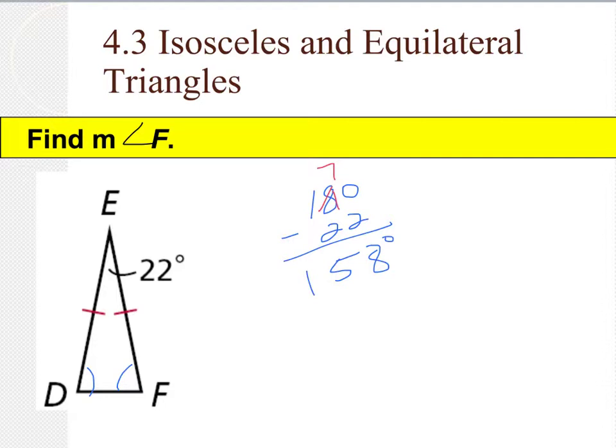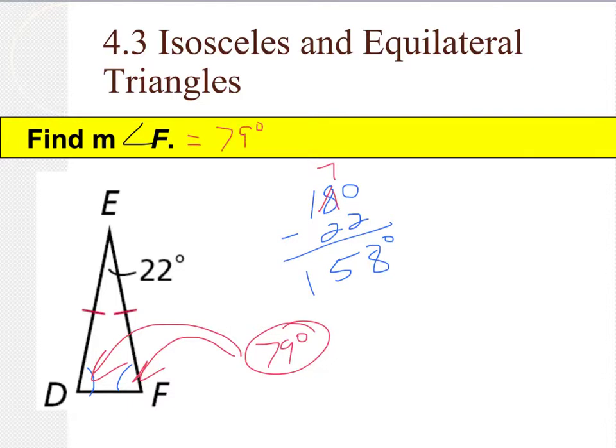So if you take 158 and divide by 2, what do you get? You get a measure of 79 degrees. 79 degrees for F, 79 degrees for D. So what's the measure of angle F? 79 degrees. Awesome. Let's try another one.